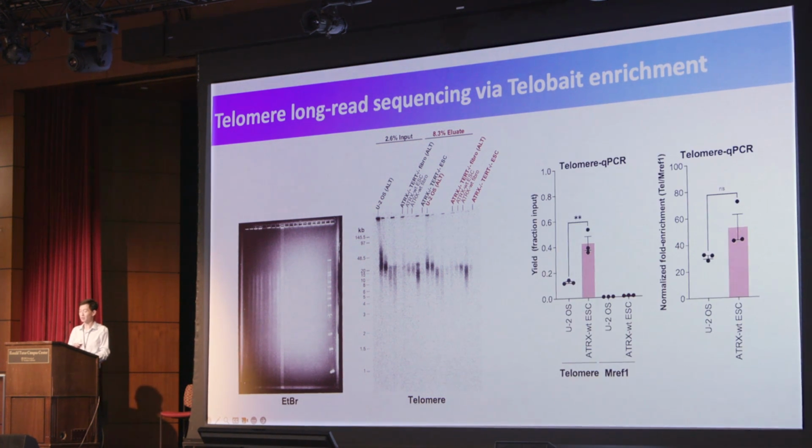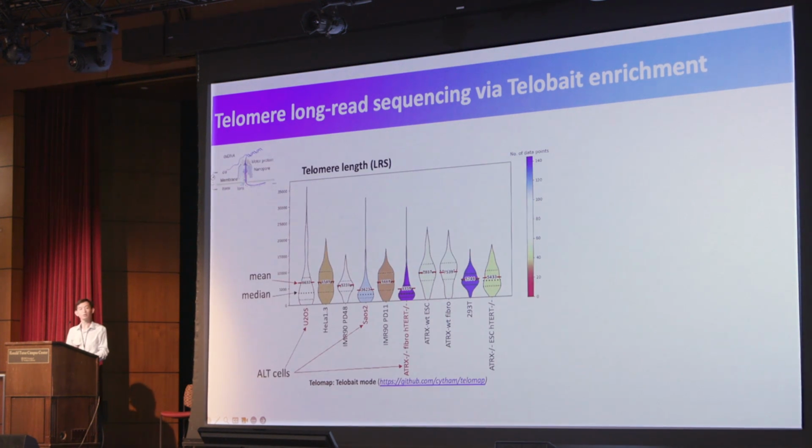When I look by qPCR, you have a similar trend, where you have yields of about 10 to 30%, and a fold enrichment of about 30 to 50-fold compared to genomic DNA. And the genomic DNA is amplified using primers against a multi-copy reference sequence, MRF1.